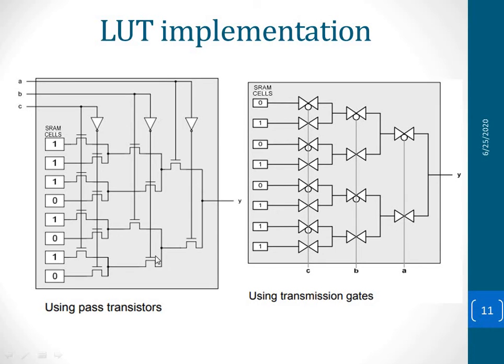A is 0, B is 0, so this line of MOSFETs will be selected. This line of MOSFETs will be selected. But C is 1, so this line of MOSFETs will be selected. That means they will be acting as closed switches, because to the gate we are giving high input. Now you can see here, this is closed but this is open.